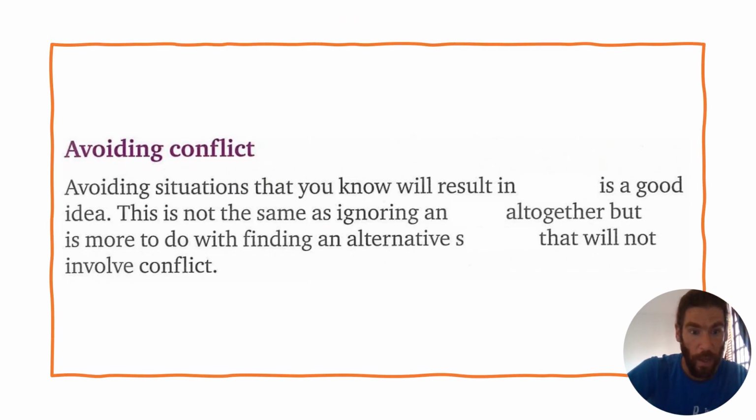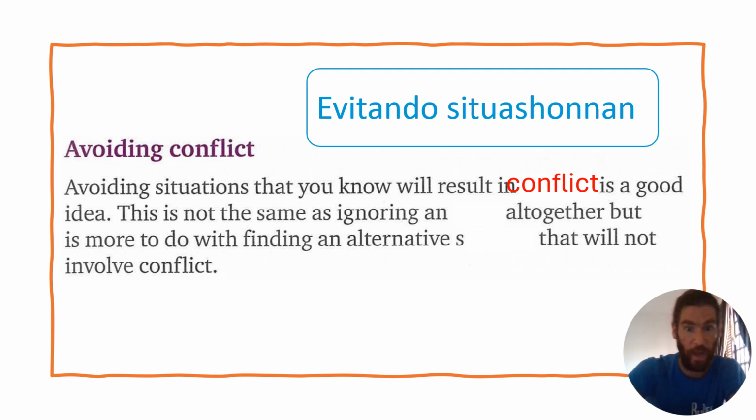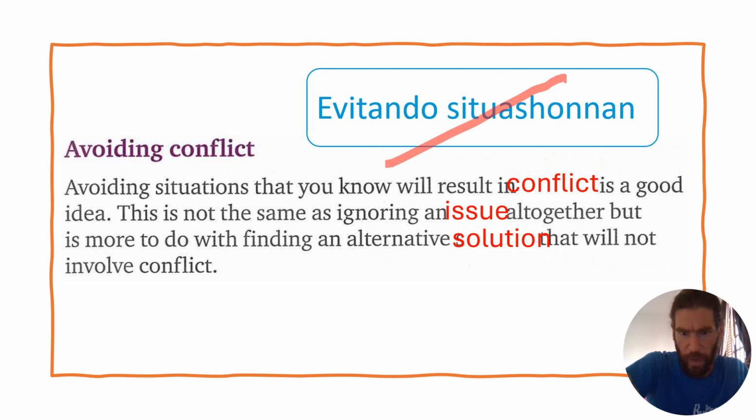Very important. Another way of avoiding conflict. Avoiding situations that you will know will result in conflict is a good idea. This is not the same as ignoring a situation altogether. This is not the same as ignoring the issue altogether, but is more to do with finding an alternative solution that will not involve conflict. Yeah? So it's not so much about avoiding a situation altogether, but it has more to do with finding an alternative solution that will not involve conflict.